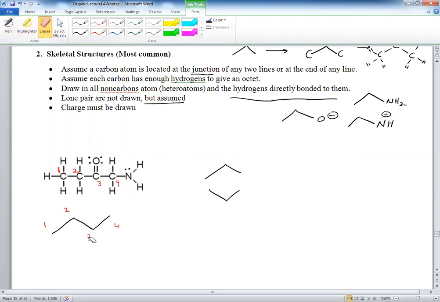And let me erase the 3 here, just move it around. 3 has an oxygen that's double bonded, so you have to include it. So how do I do that? You draw the double bond, just simply like that. Now what's on 4? We don't show the H's, but we do show an NH2.